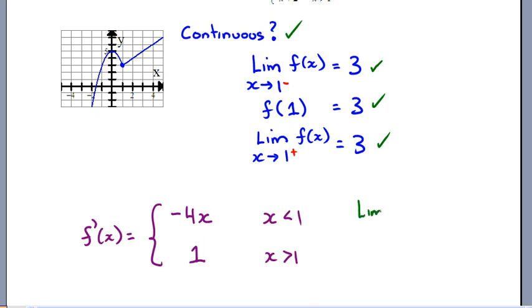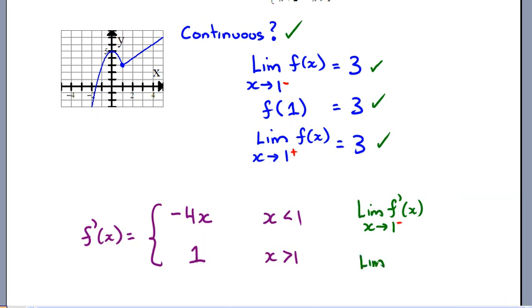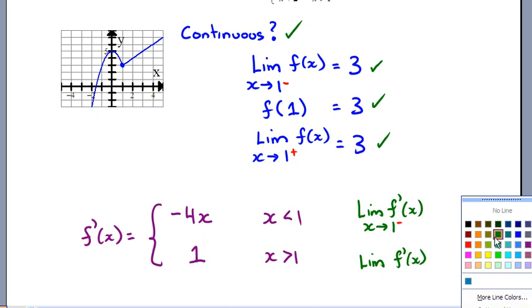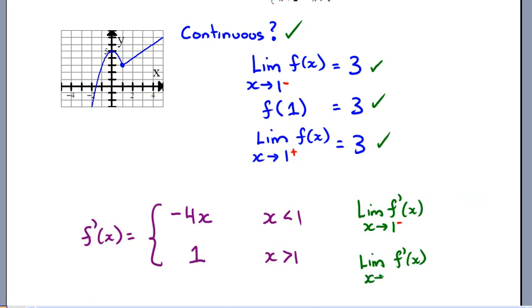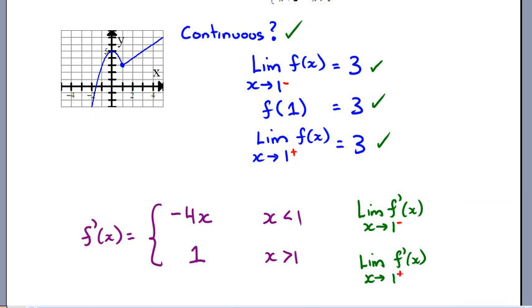We should ask ourselves, what's the limit for this derivative as x approaches 1, but from that low side? What's that slope? And then, what's the slope of the line as we leave? What's the derivative doing when you look at x's that are really getting close to 1, but from the high side? And here's what you find.